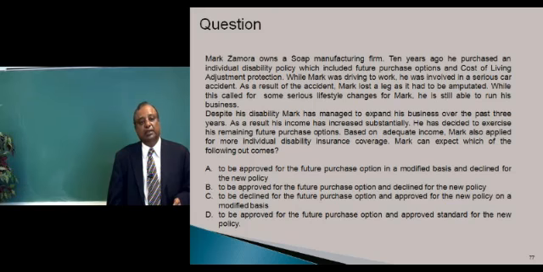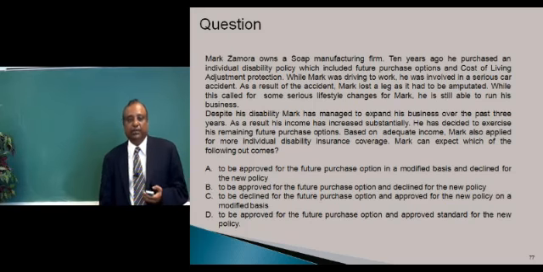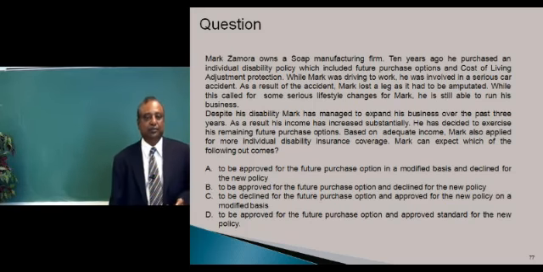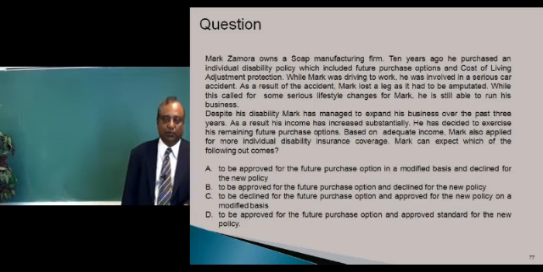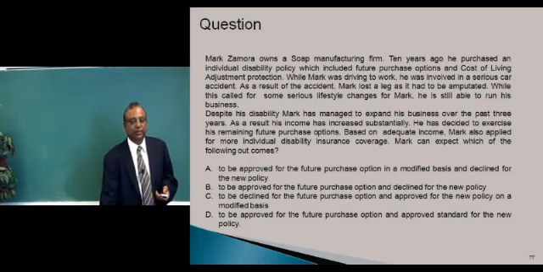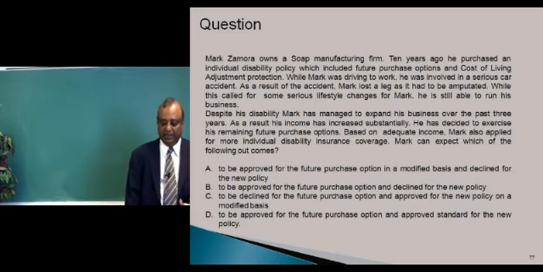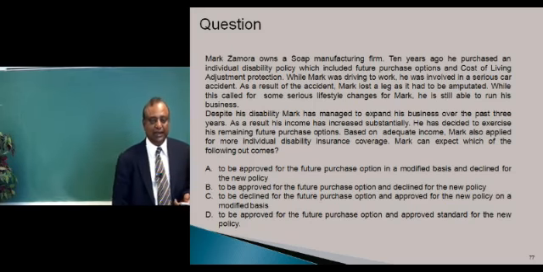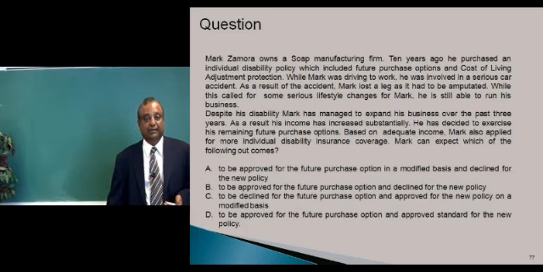Now, obviously, in this case, he is trying two things. He is exercising his future purchase option and is applying for a new policy. For the future purchase option, there is no medical, and even in spite of his having lost a leg, it will be approved because there is no medical. For the new policy that he applies for, most likely he will be declined because he has lost a leg. So the answer should be B, to be approved for the future purchase option and declined for the new policy.